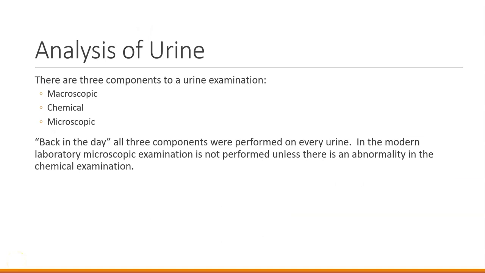For the analysis of urine, there are three components to a urine examination, and we will discuss each of them: macroscopic, chemical, and microscopic. Back in the day, all three components were performed on every urine. In the modern laboratory, microscopic examination is not performed unless there is an abnormality in the chemical examination. And this makes sense. Let's work smarter, not harder. If everything is normal or negative on the chemical examination, what would you expect to be present in the microscopic that would be abnormal?